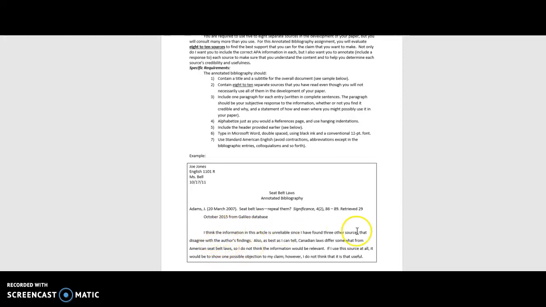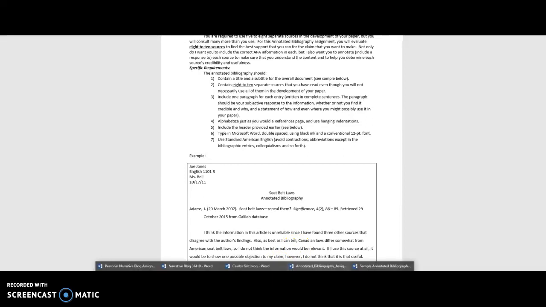I think the information in this article is unreliable since I found 3 other sources that disagree with the author's findings. Also, as best as I can tell, Canadian laws differ somewhat from American. So anyway, this student writer is thinking through this particular source and determining whether or not he would use it, and if so, where he would use it. He decided it wasn't credible. He explained why not. Okay.